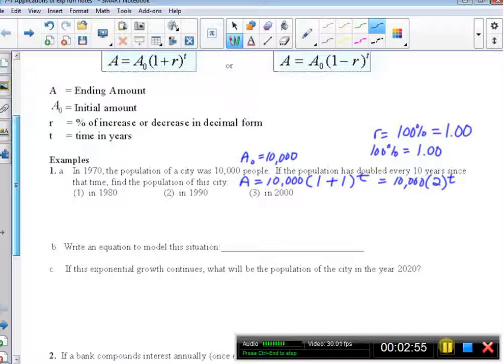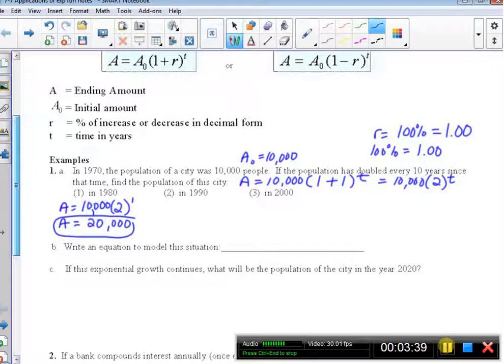So in 1980, that is going to just be 20,000. I mean, you can just see that it's going to double to 20,000. But if you use the formula, it would be A equals 10,000 times 2 to the first, because it's every 10 years. So every 10 years, you wouldn't go to the 10th, you'd go to the first, because you have one set of 10 years since 1970 to 1980. So then A is just equal to 20,000.